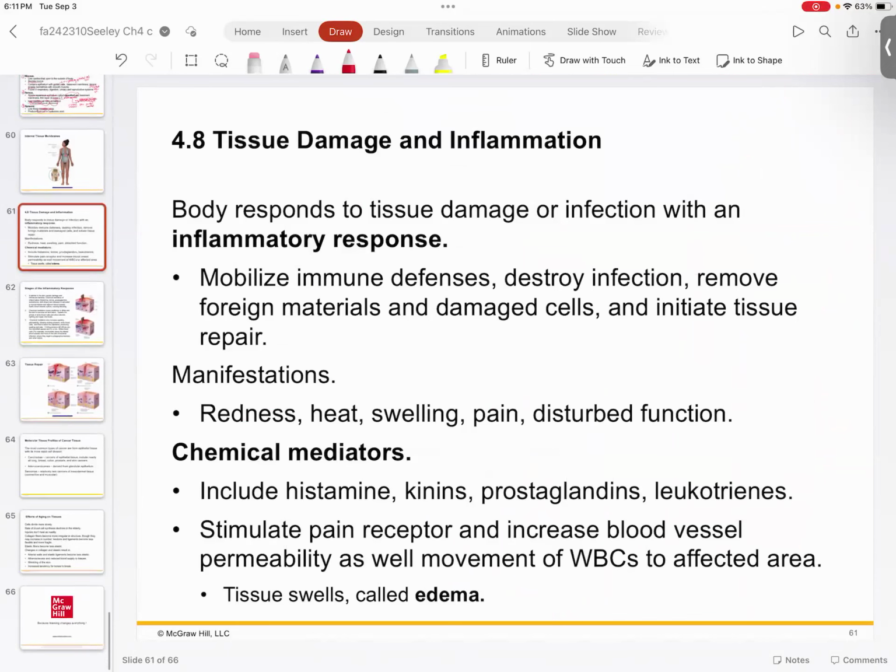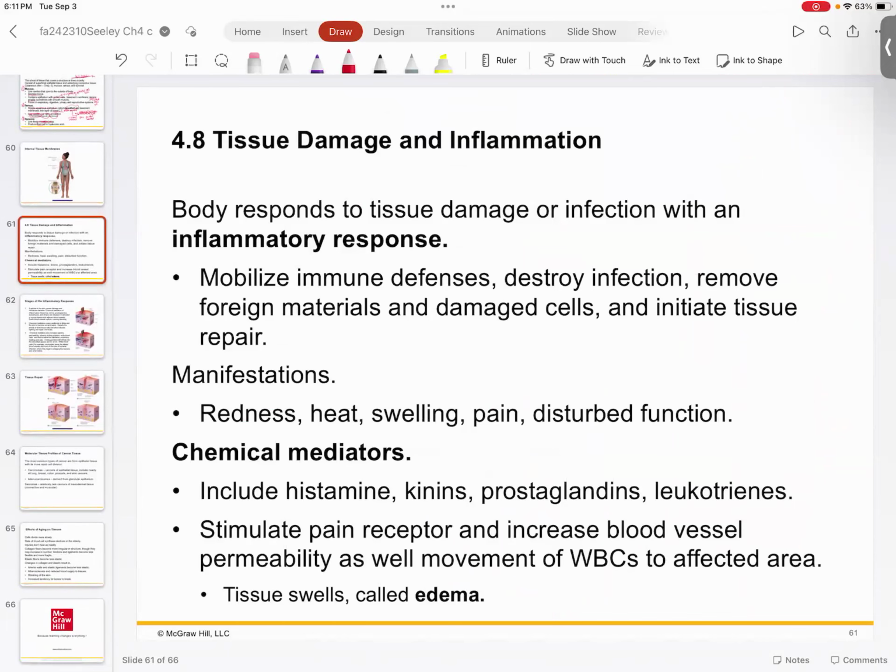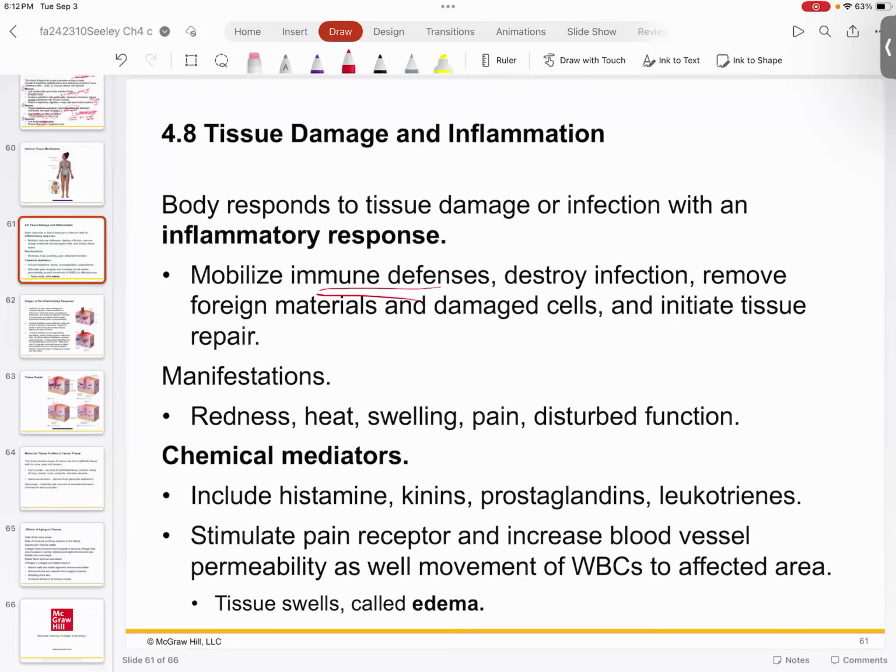Now, what happens when we run into tissue damage and inflammation? Whenever you get tissue damage and inflammation, you get the inflammatory response, which basically means you mobilize your immune defense. The point here is to destroy infection and remove damaged cells and things like that. So you're kind of hiring the crew to come in and clean up the mess, clean up the debris, and then get yourself ready for wound healing, because you've damaged a lot of tissues and now you've got to repair that tissue.